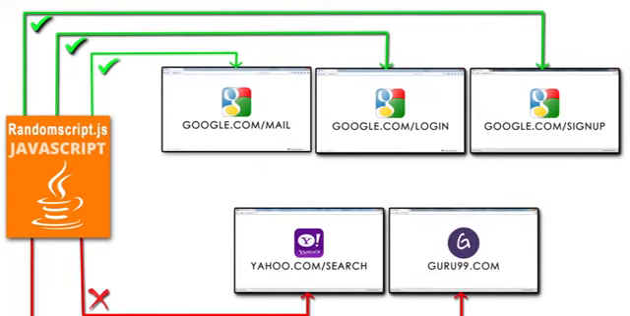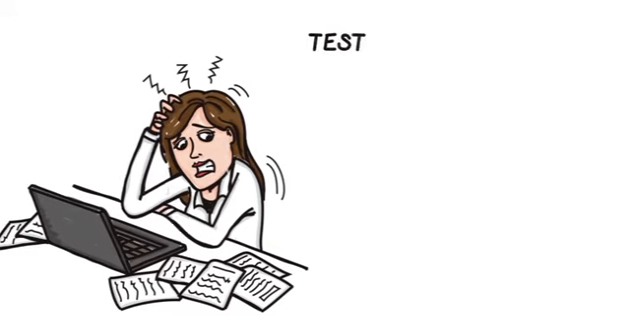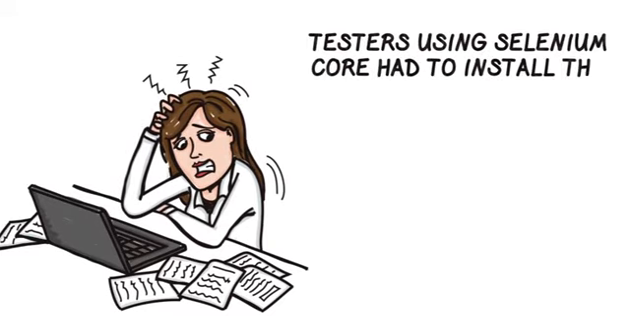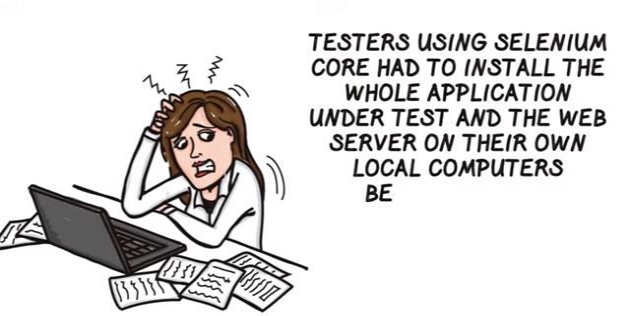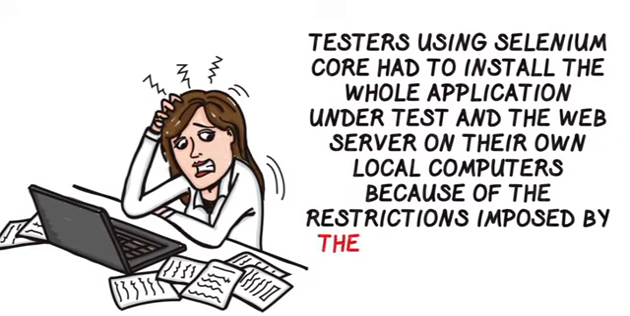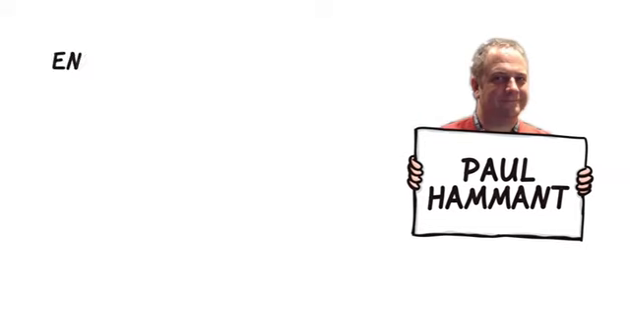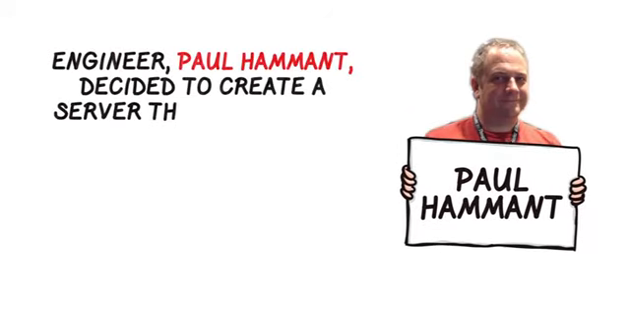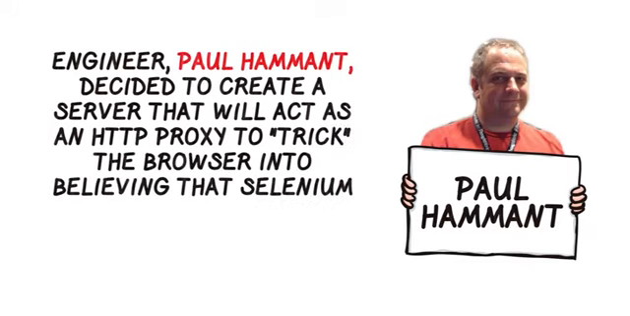Birth of Selenium Remote Control, Selenium RC. Unfortunately, testers using Selenium Core had to install the whole application under test and the web server on their own local computers because of the restrictions imposed by the same origin policy. So another ThoughtWorks engineer, Paul Hammant, decided to create a server that will act as an HTTP proxy to trick the browser into believing that Selenium Core and the web application being tested come from the same domain. This system became known as Selenium Remote Control, or Selenium 1.